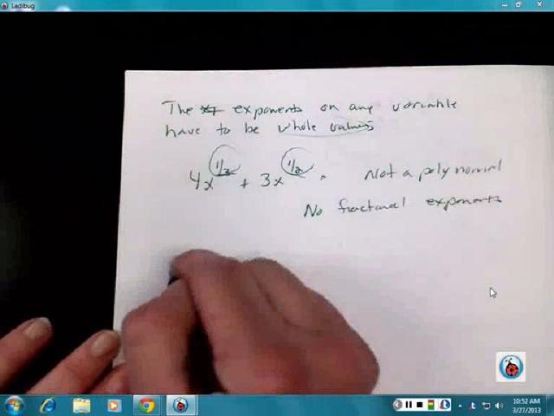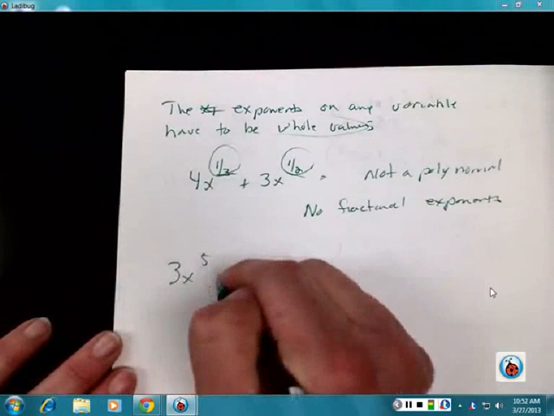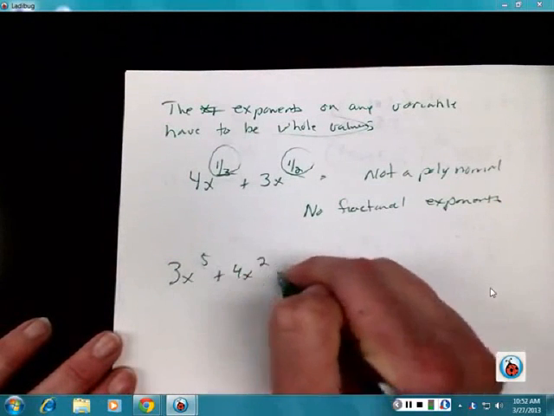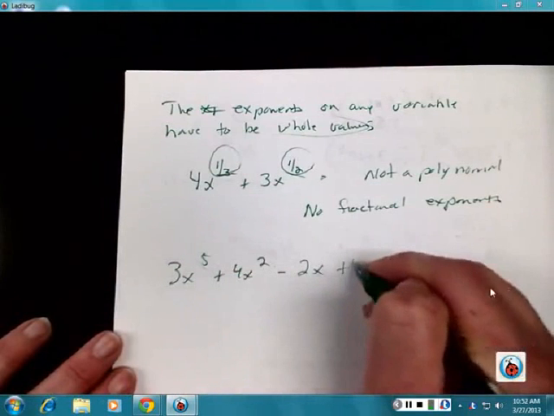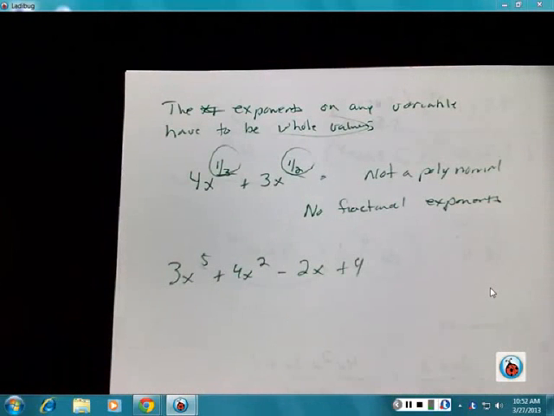So what if we had this one? 3x to the 5th plus 4x squared minus 2x plus 4. What would I say about it? What kind is it? It's just a polynomial, right? Yeah, no special name to it or anything.